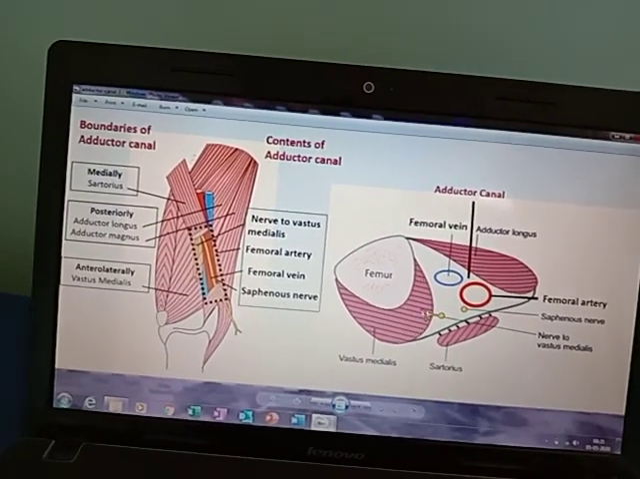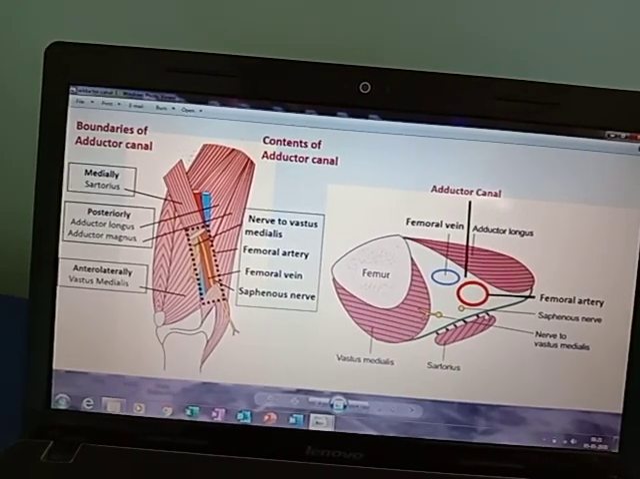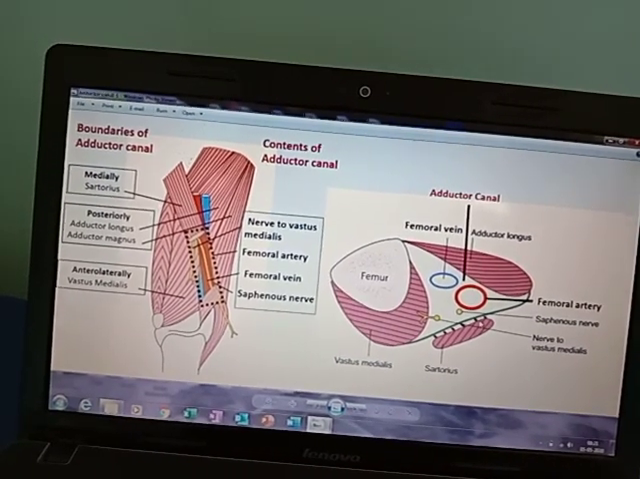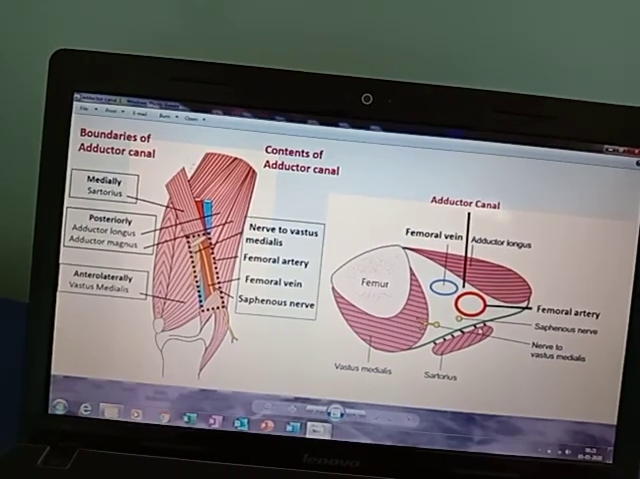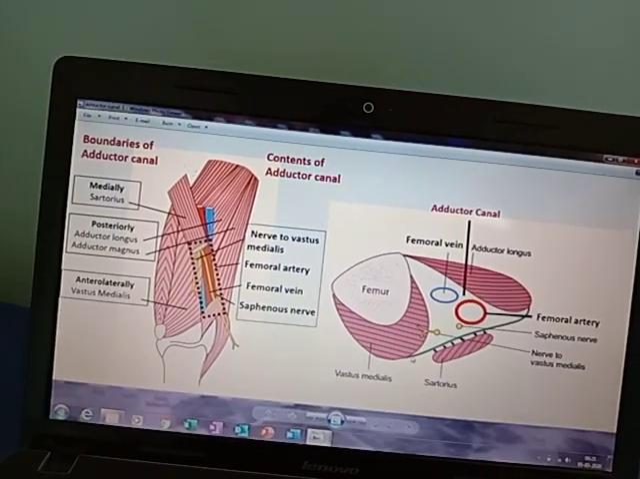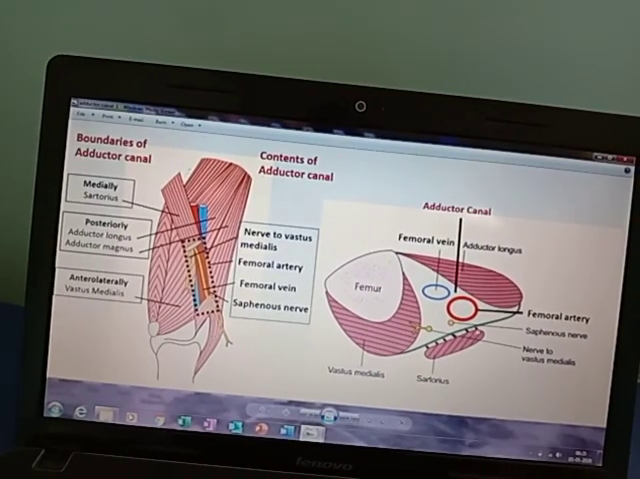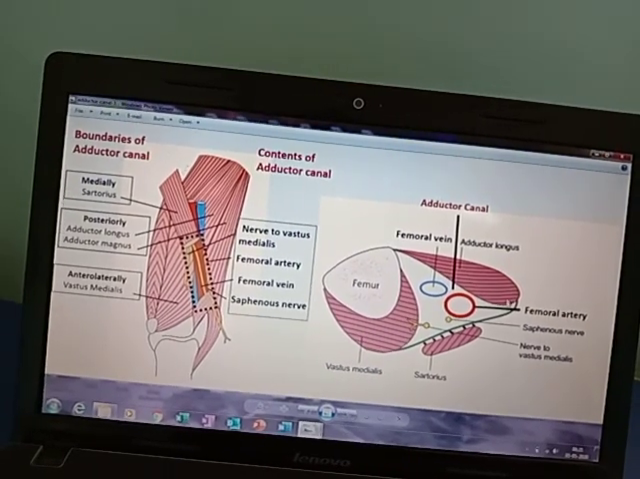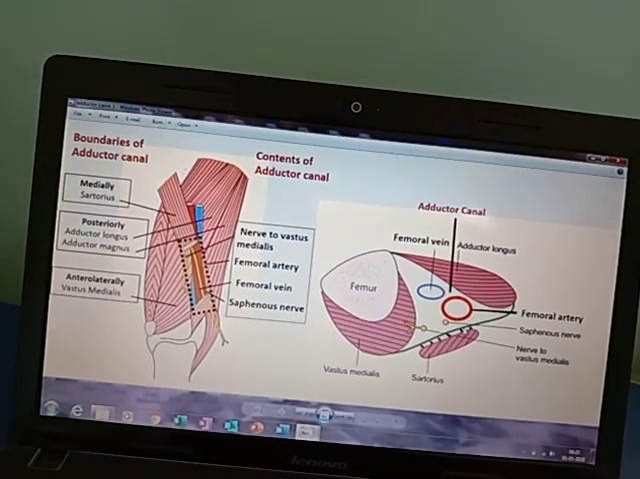The subsartorial plexus is formed by a twig from the saphenous nerve, a twig from the anterior division of the obturator nerve, and a twig from the posterior division of the medial femoral cutaneous nerve. And this roof extends from the anterior border of the vastus medialis to the medial border of the adductor longus and magnus, and the roof is pierced by the saphenous nerve and the saphenous branch of the descending genicular artery.